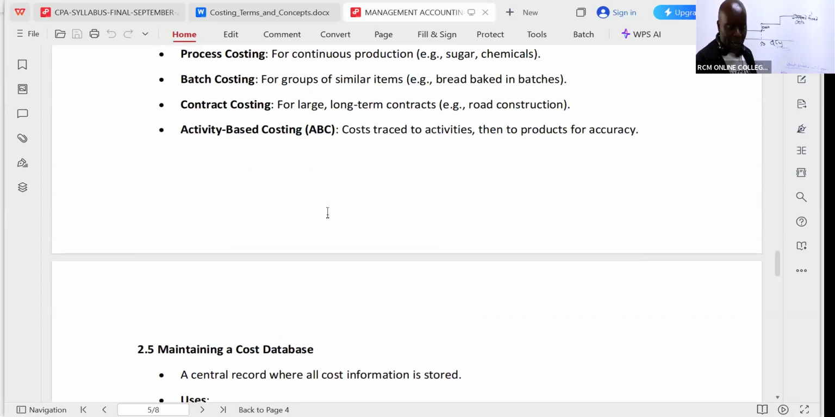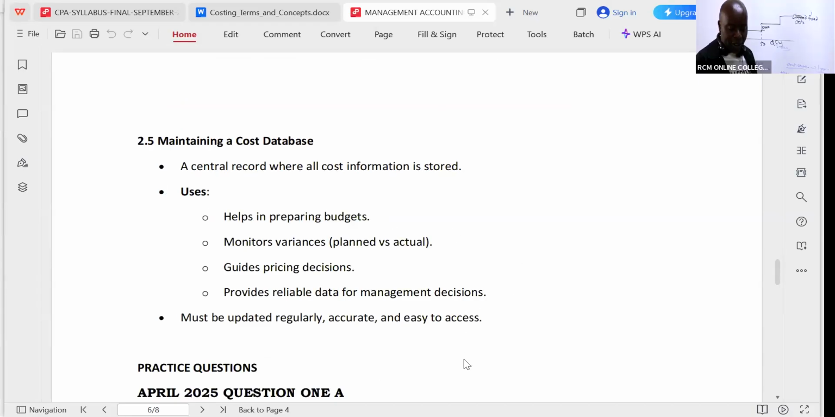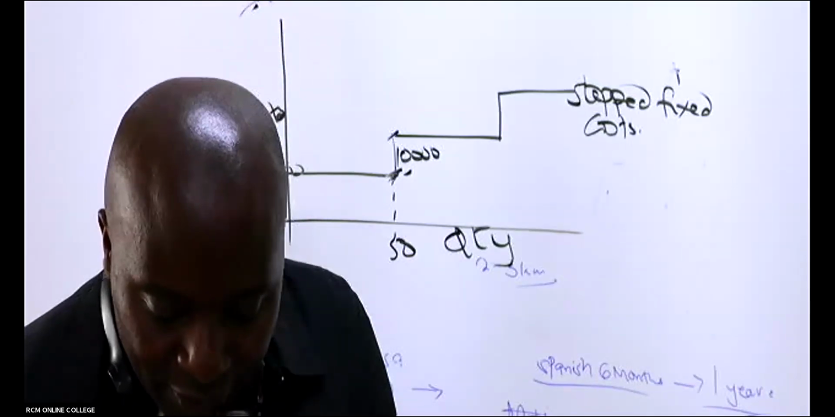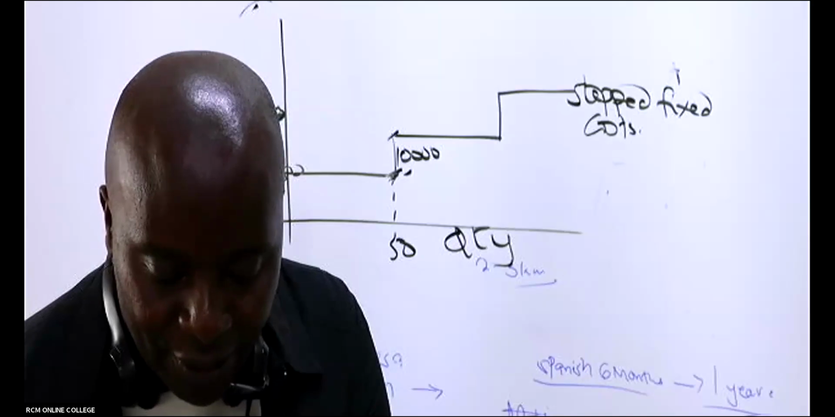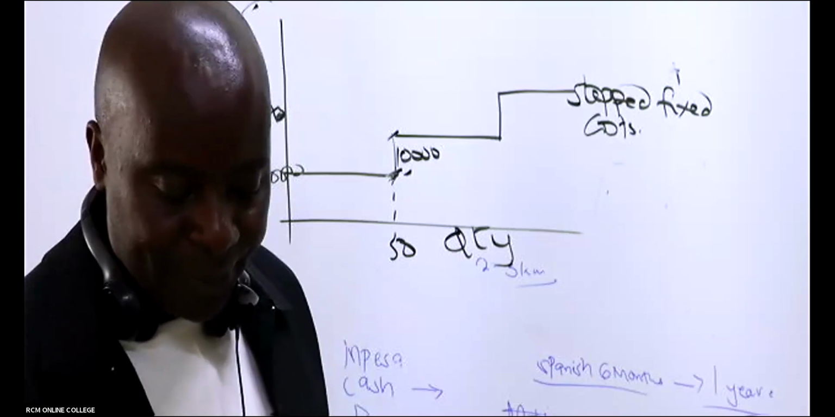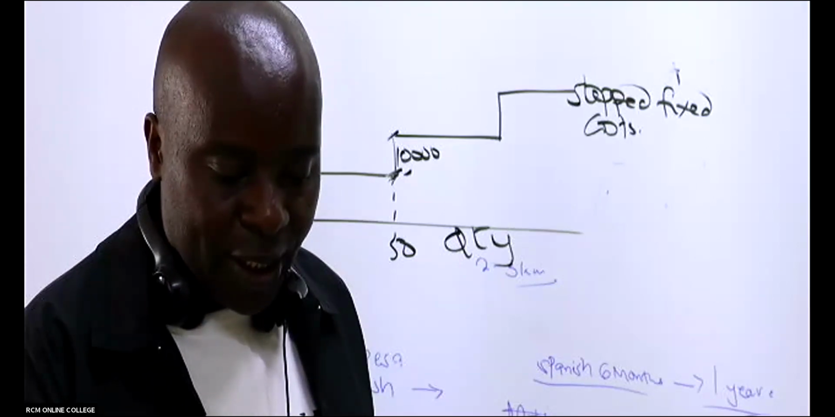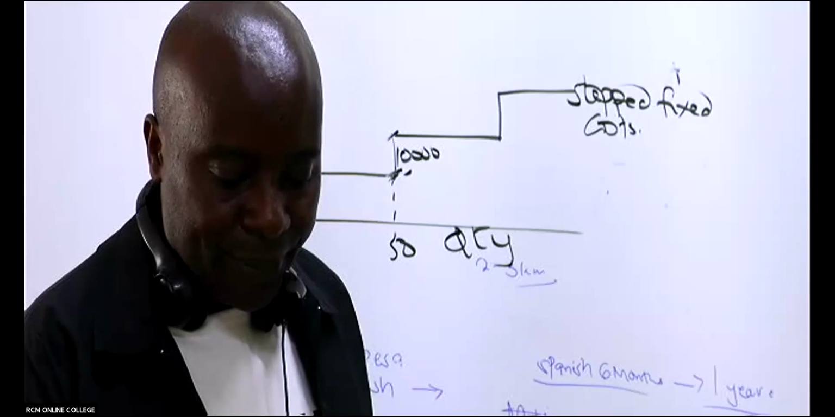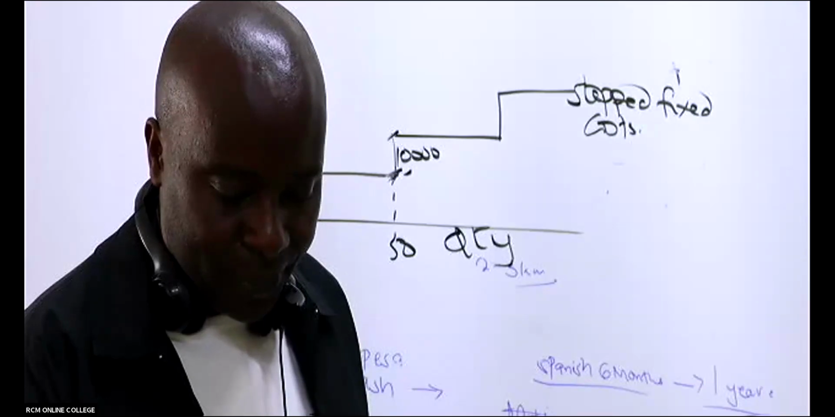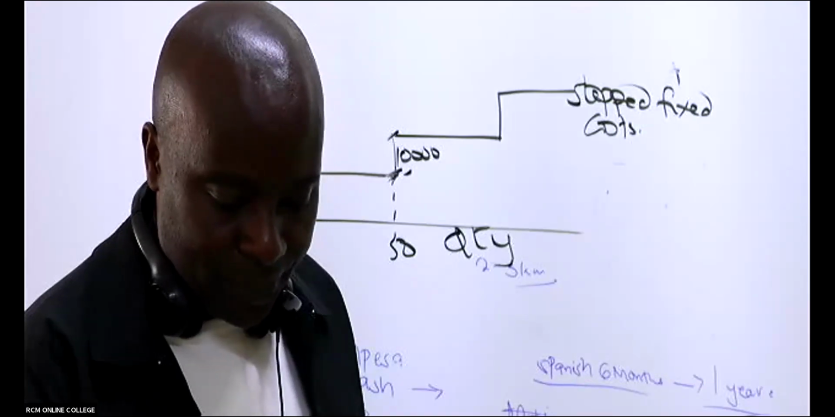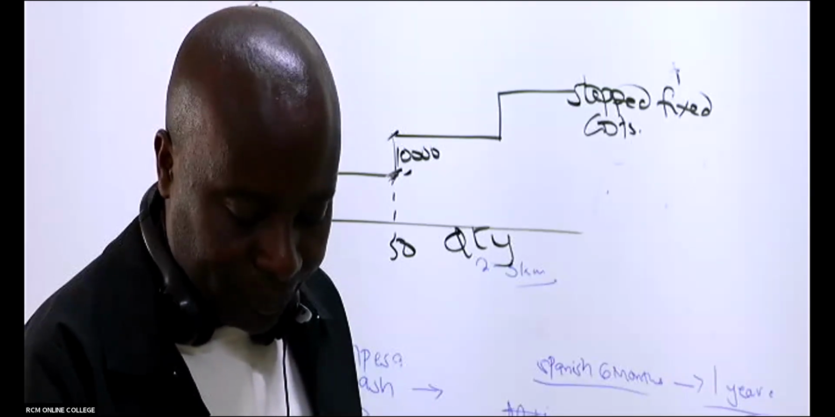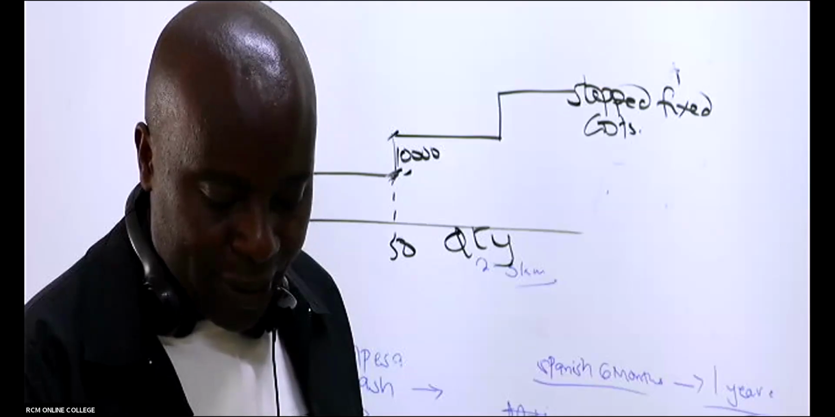All right. Then we have maintaining a cost database. We need a cost database, and this cost database should be computerized for us to be able to track our costs. Yeah, we have to maintain this.